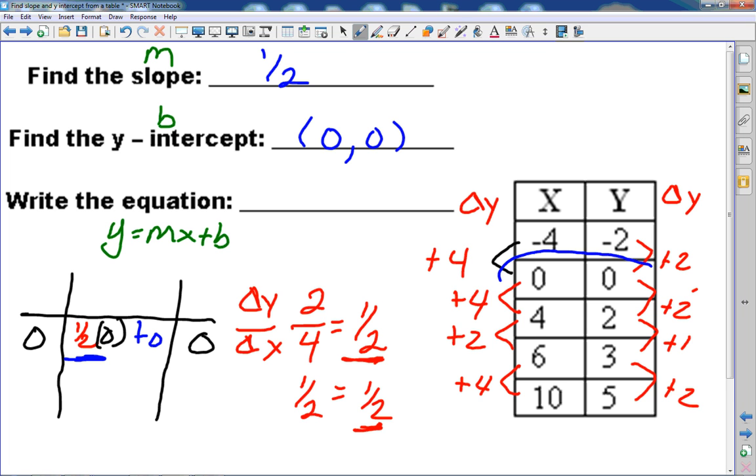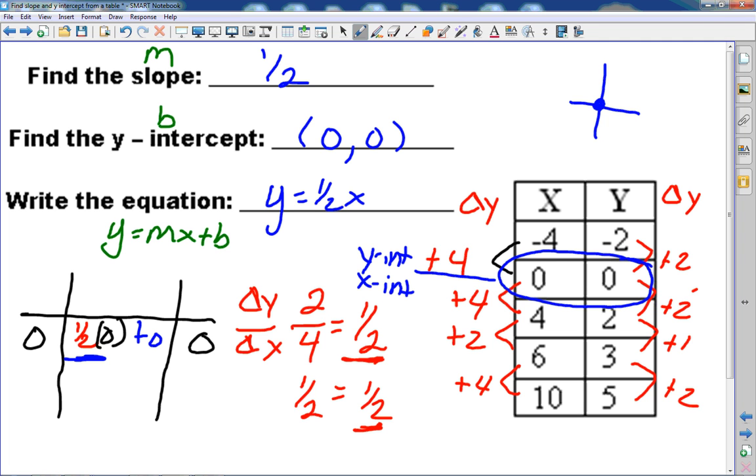Well, here it is on the table. Right here, I know that this is my y-intercept. You know what? But it's also right here in the middle. So that's where it crosses the x and the y. It's the x-intercept as well. My equation is y equals 1/2 x plus 0, or better yet, to write y equals 1/2 x. This is the better equation.